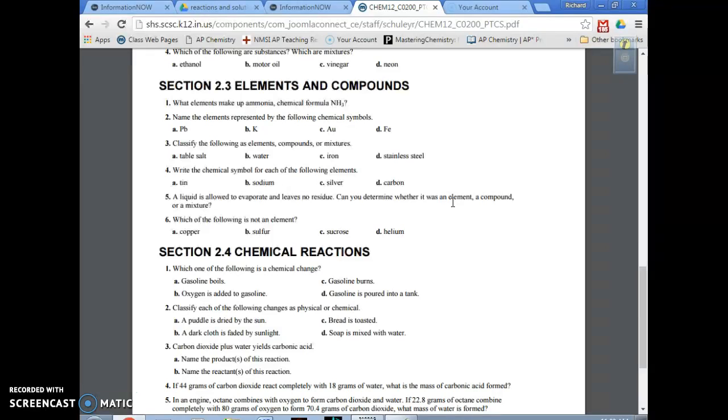Which of the following is not an element? All you've got to do is look on the periodic table to see if the names of those elements are there. Copper, sulfur, and helium are all there. Sucrose is a compound, that's sugar.